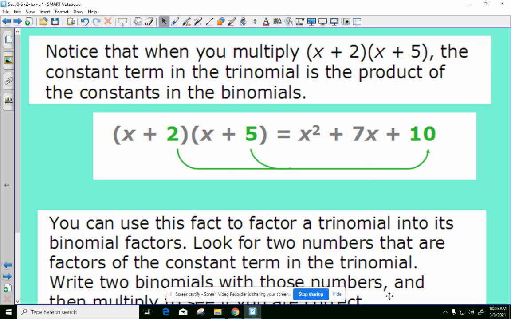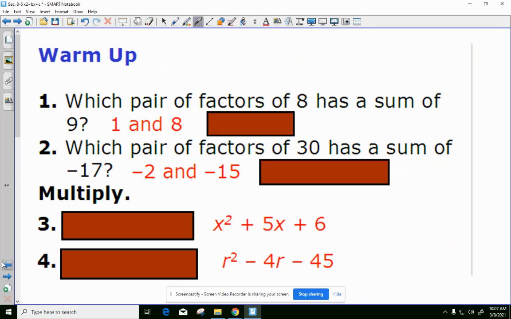And Alexis said that was going to be a 5 and a 2. If you think about it over here from the right-hand side, if I was to FOIL this together, there's my x squared. My outers and my inners are 5x and 2x, or 5 plus 2. That's where I get my 7. And then my last is 2 times 5. It's where I get my 10. Okay? So just like right here, when I asked you, can you give me something that multiplies to 8 and adds to 9?